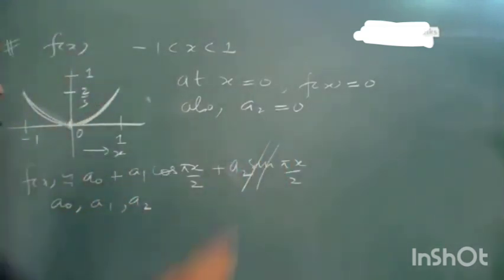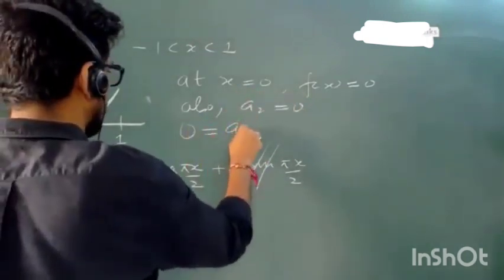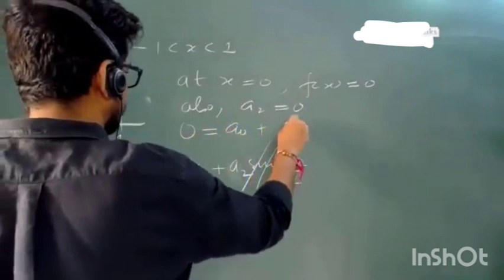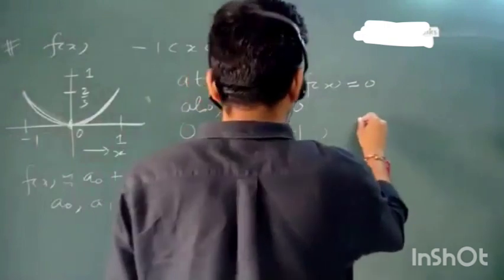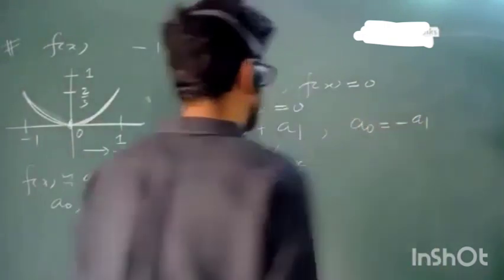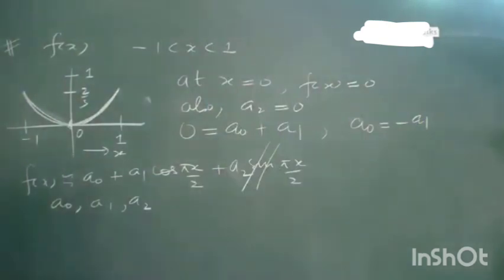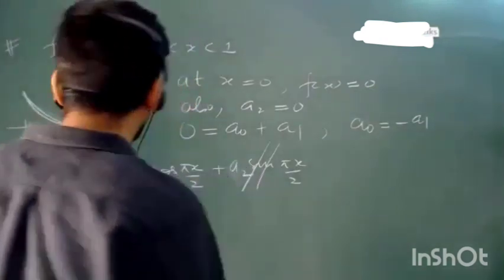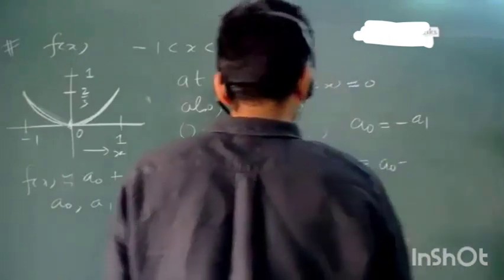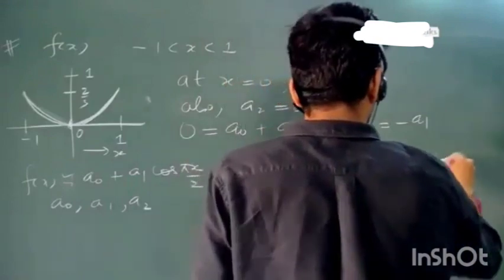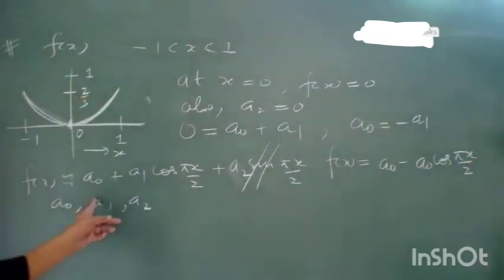And at x is equal to 0, 0 is equal to a0 plus a1. This is 1. So what is the value of a0? It is minus a1. Have a careful look once. Yes, sir. Correct? So a0 is equal to minus a1. So what will be my series now? a0 minus a0 cos pi x by 2. Now this is the series.